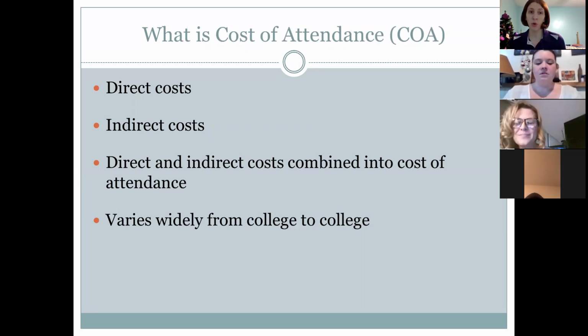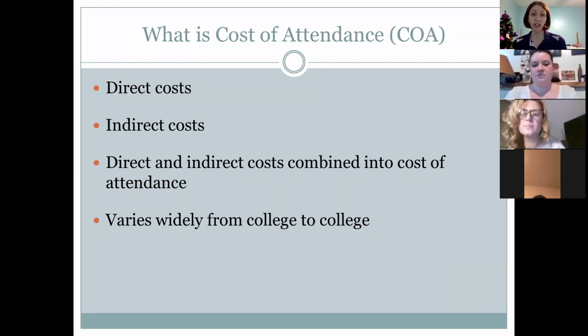So one of the terms you really want to know is the cost of attendance, or the COA. And this is important because, as per federal regulations, schools are not allowed to offer aid above and beyond what the cost of attendance is. And students and parents kind of get confused on that. So I just wanted to go through what exactly it is.